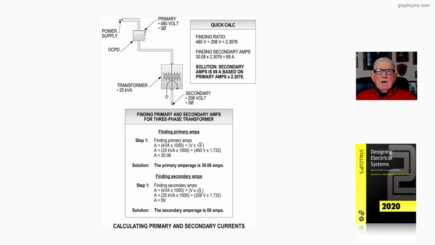So you can see on the primary side, the ratio value is a multiplier, but on the secondary side, it's a divider. And that's exactly what our figure 220.3b is trying to show you.